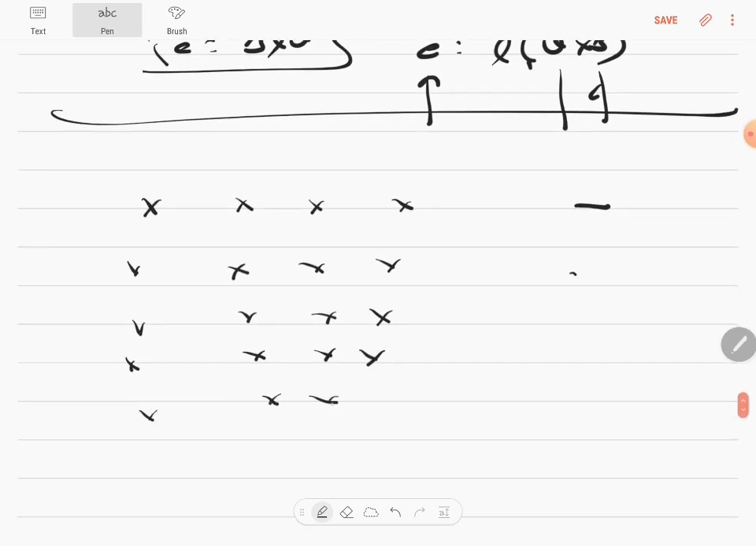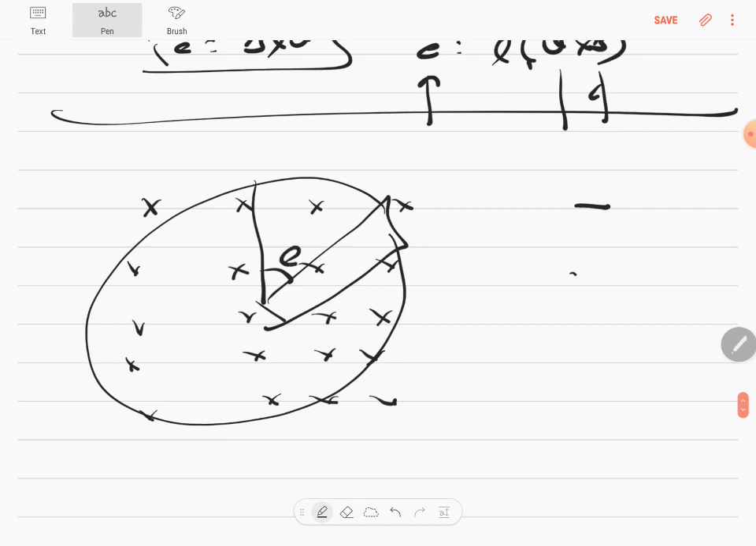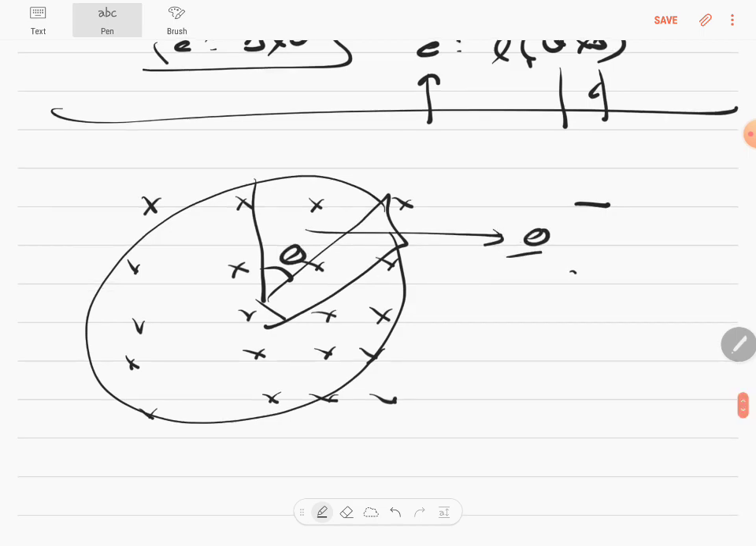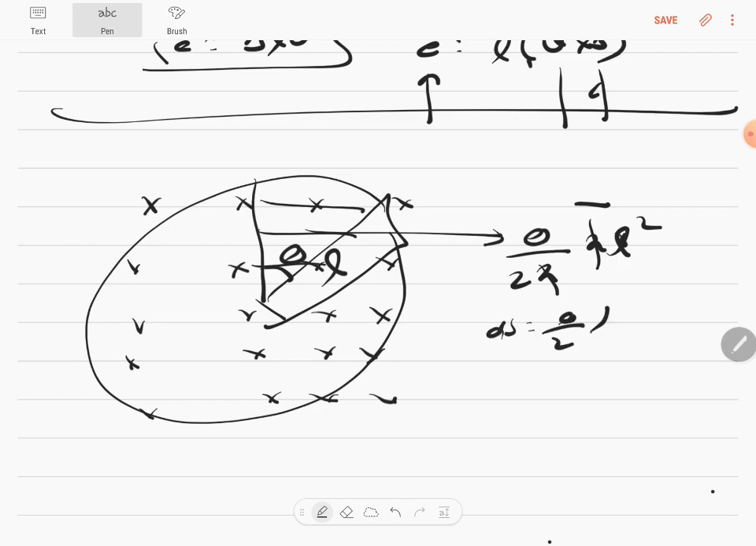Take a rod, allow it to rotate in a uniform magnetic field. It will cover an angle theta, and this sector is theta by 360 into pi r square according to 10th standard portion, where r is the length of the rod. So replace it as L square, and 360 you can write as 2 pi. So pi and pi get cancelled. The area ds itself is theta by 2 into L square.